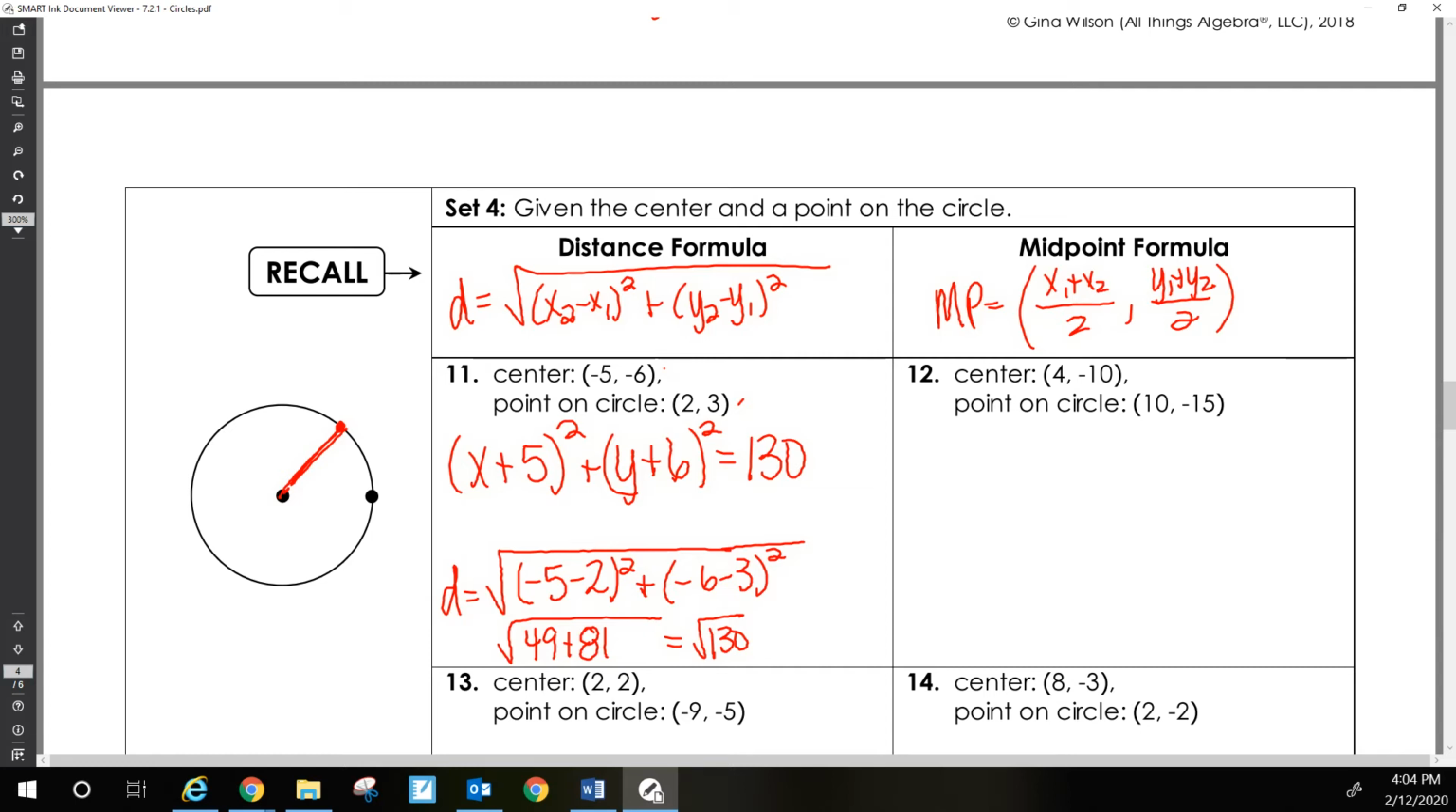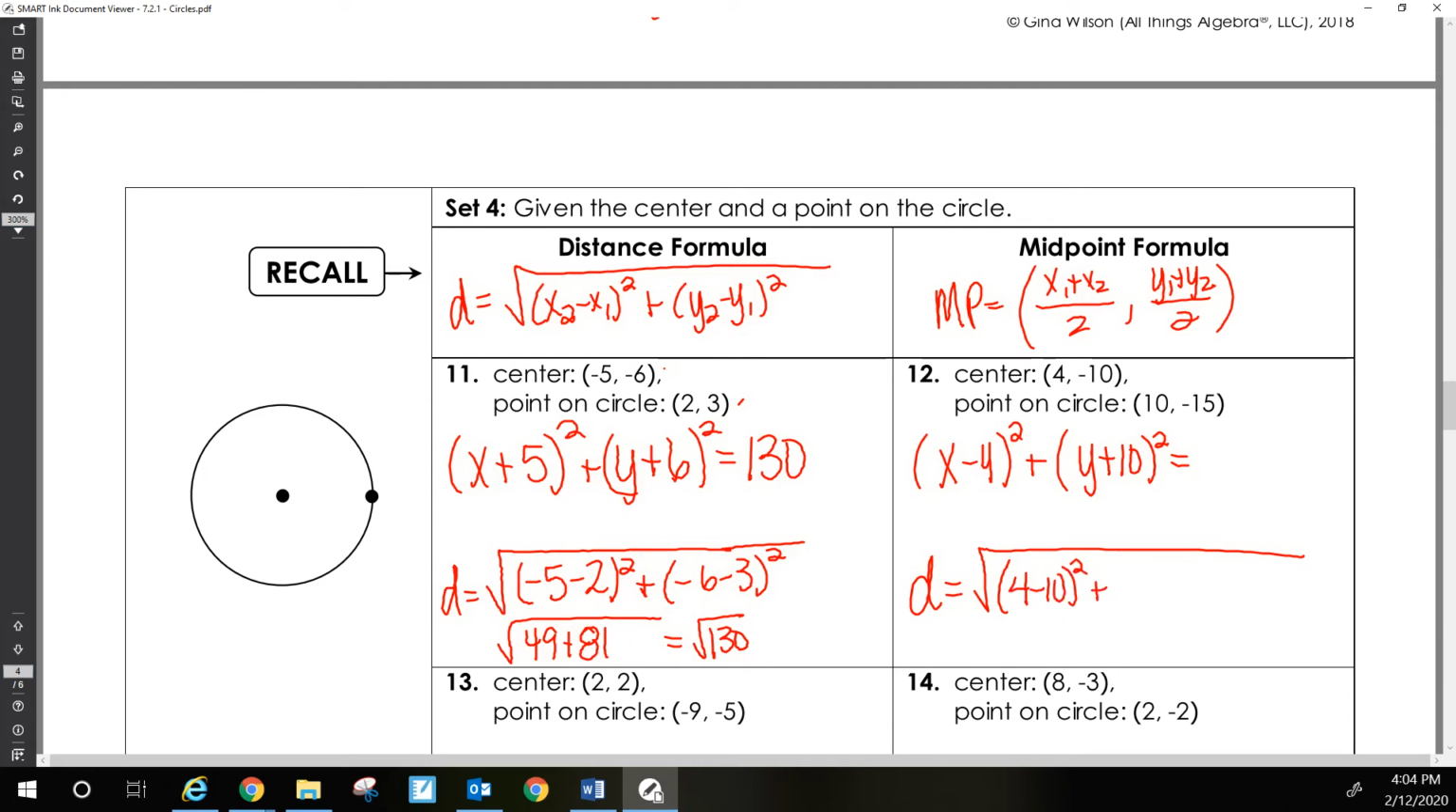All right, let's go through the same process here with number 12. So x minus 4 squared. We'll get the easy part out of the way. Y minus a minus 10 is y plus 10 squared. Now we're going to go find the r. And just like before, it's somewhere on my circle. We don't know what it is. So we're going to use the distance formula between the center and whatever point they gave us. So this is the distance between 4 minus 10 squared plus -10 minus 15 squared.